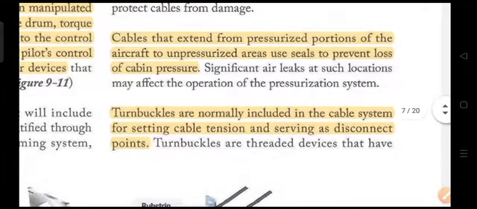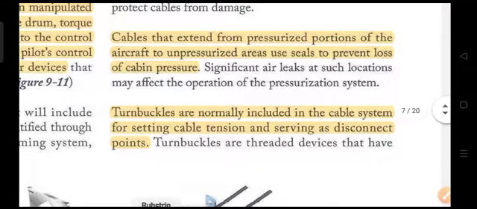Then the cables that extend from pressurized portions of the aircraft to unpressurized areas use seals to prevent loss of cabin pressure. Why is this required? When there is a pressurized portion in the aircraft, you have to pass some control cable from a pressurized section to an unpressurized section. Obviously, you need to make a hole through which this control cable will pass.